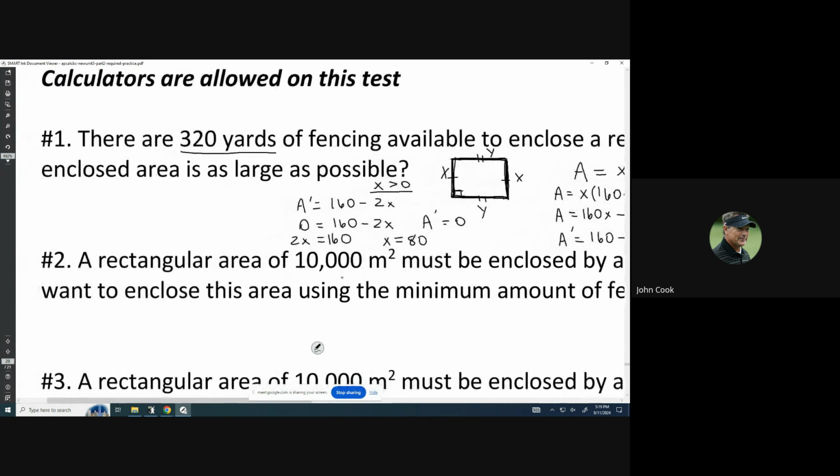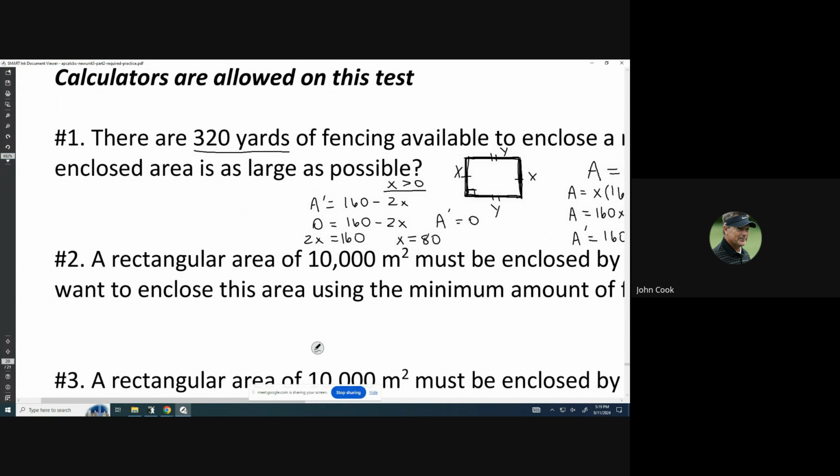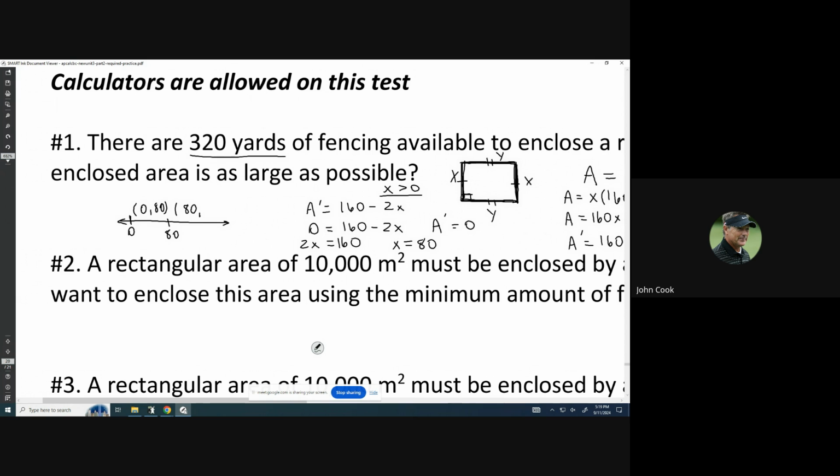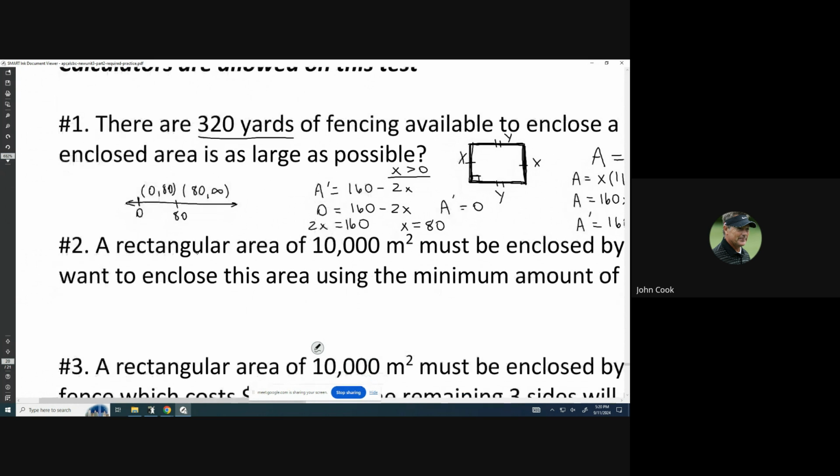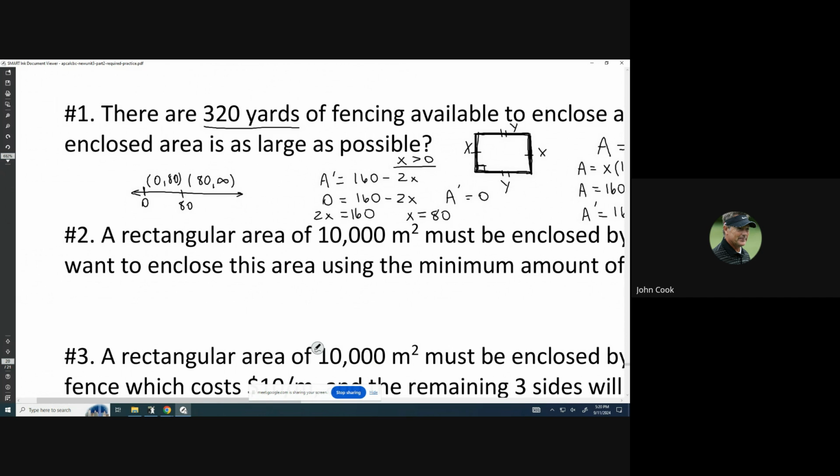So now let's see if it's going to be a maximum. Because we're trying to maximize the area, we use the area formula and a number line. So we put our lone critical number here, 80, and we know that x has to be greater than 0, so let's set a little benchmark there, 0. The intervals I'm going to look at are the x values from 0 to 80, and then from 80 to infinity. If this truly is a maximum for this area, I should get increasing on the left, decreasing on the right. All right, so let's see what we get.